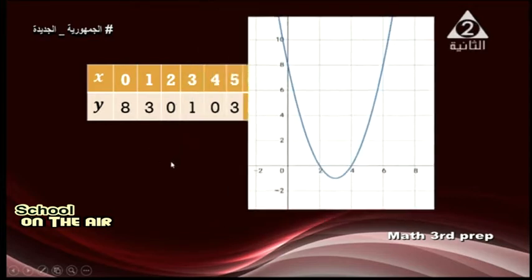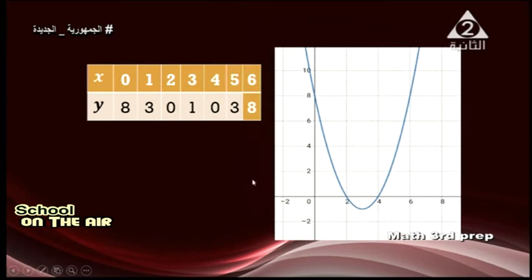We start making the table with x and y: 0 with 8, 1 with 3, 2 with 0, 3 with negative 1. We can use a calculator to get our table. Then I start the graph, drawing two axes, x axis and y axis, and represent each point in our graph. A curve will appear. The most important thing is the intersection points of the curve with the x axis. The curve cuts the x axis at a point named 2, and the curve cuts the x axis at a point named 4.